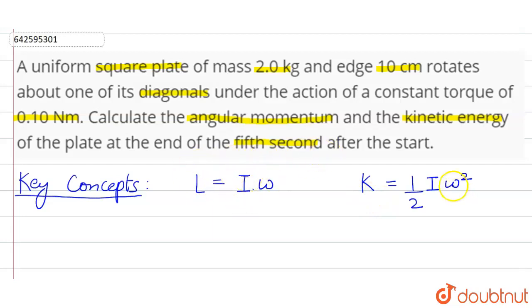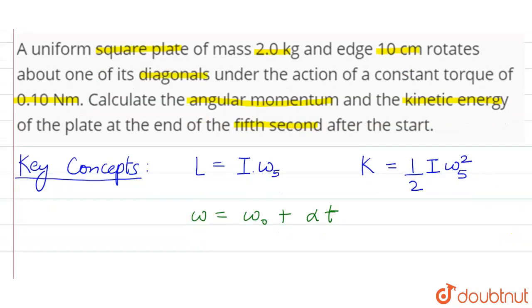So the moment of inertia would remain same, but the angular velocity would change because we have a constant torque. So we need to find angular velocity at the 5th second. To find it, we need to use the kinematic equation for circular motion, which is given by omega equals omega naught plus alpha t, where omega is the final velocity, omega naught is the initial velocity, alpha is the angular acceleration, and t is the time. We know time, and we know omega naught, which is 0. So we can find omega if we have alpha.